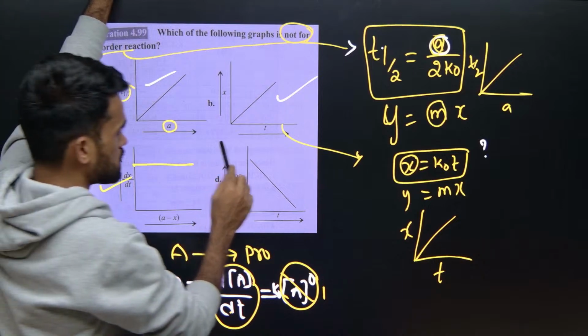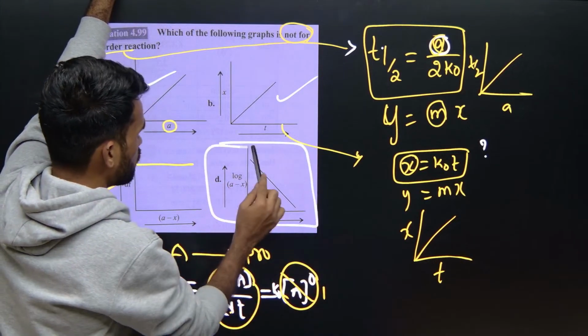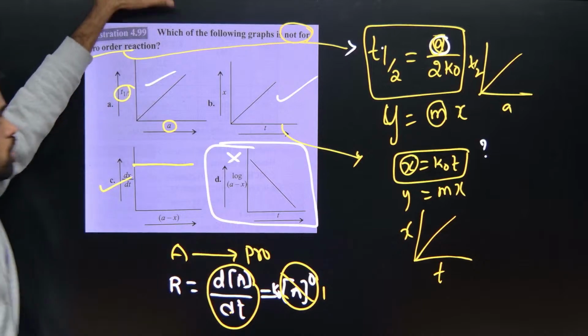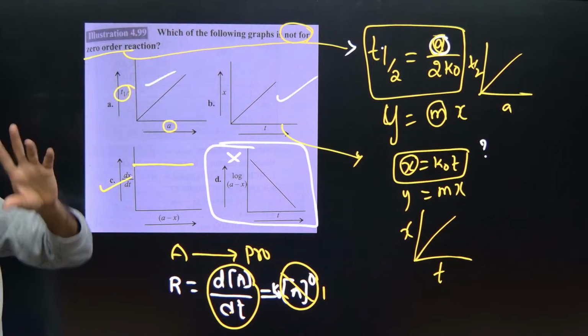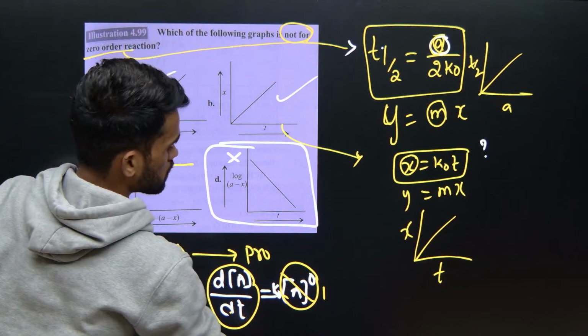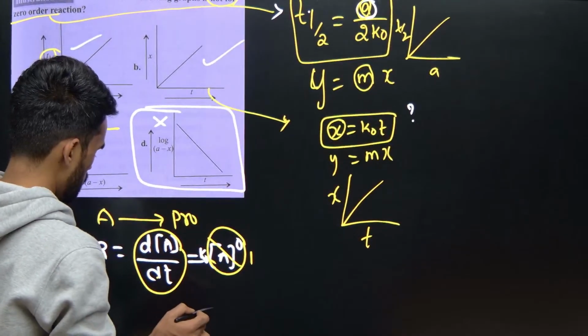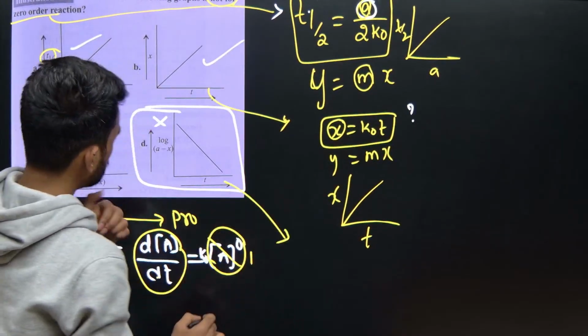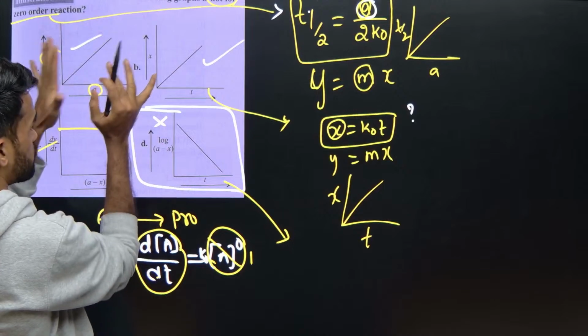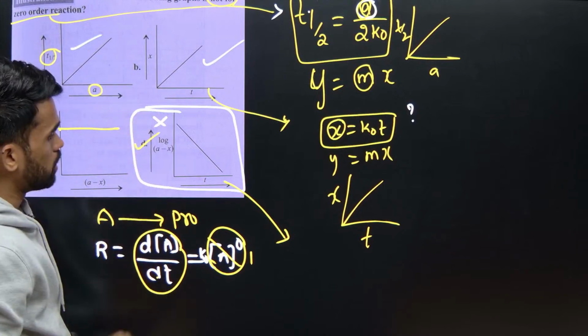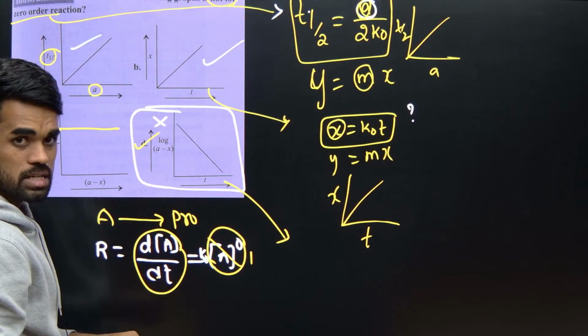Now, look at this graph. This graph is not for a zero order reaction, this is a graph for a first order reaction. So how will that first order reaction graph be? The correct option for this particular question is D. Let me explain why this graph is for first order.